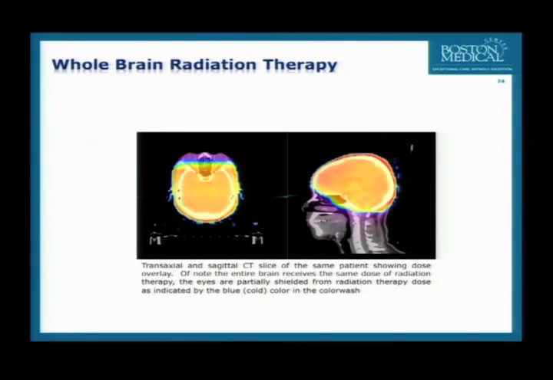So we give a little bit of radiation every day, and this is a picture of the rainbow of radiation dose. Everything in the yellowish, orangish color here is treated to the same dose. And, you know, eyes, nose, face, neck is shielded. But that's whole brain radiation. So that's an example of the least complex thing that we do, but we do it all the time. I saw a patient this morning. She's probably in the department being treated right now.